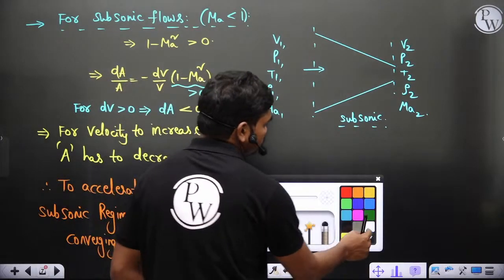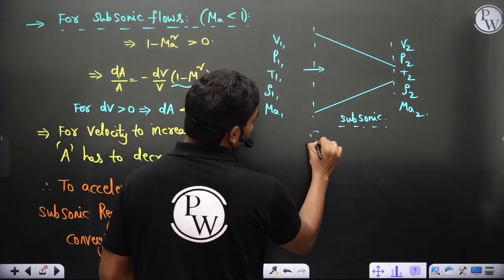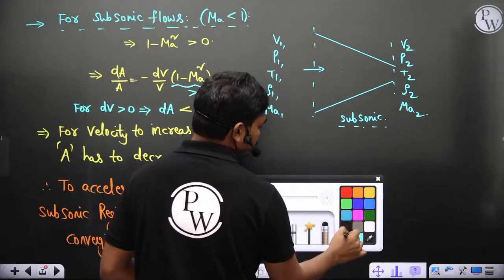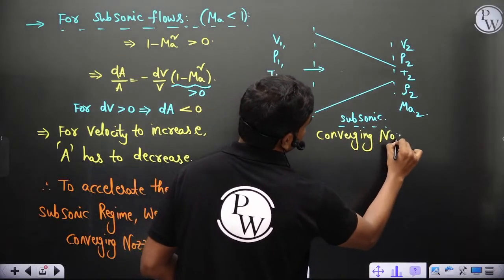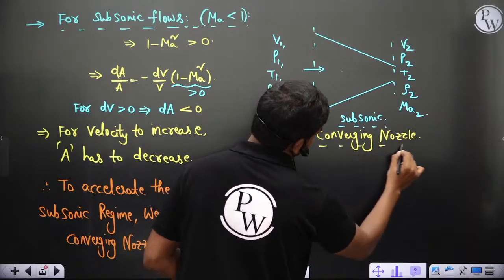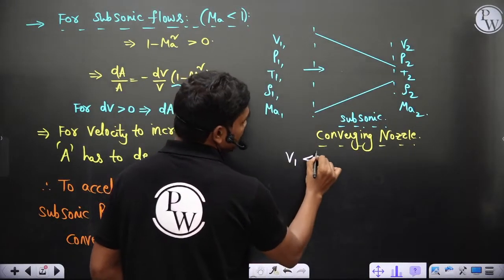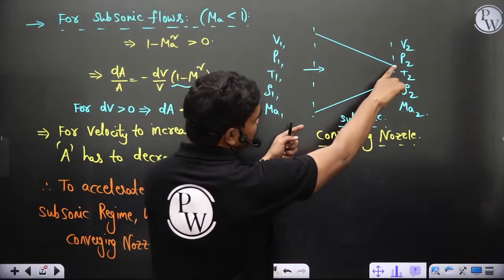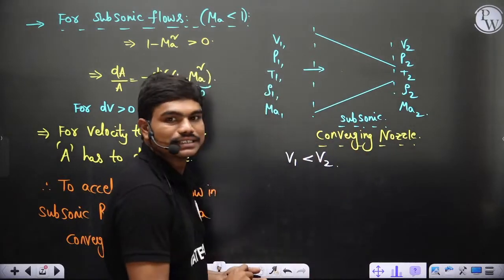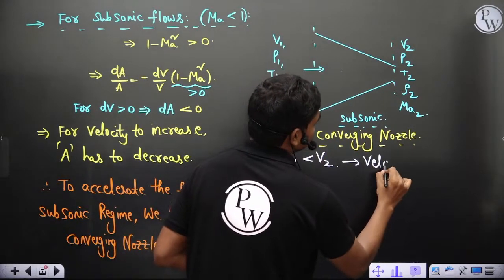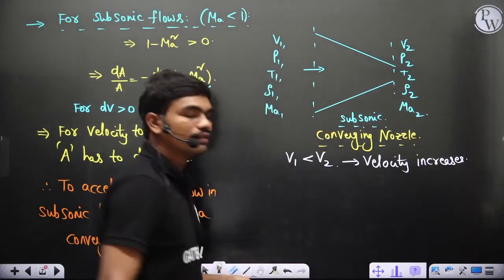Now let's see one important point: this is subsonic and this is a converging nozzle. If this is your converging nozzle, then V1 will definitely be less than V2. Yes or no? Because dA is negative, dV has to be positive. So as you go in this direction, velocity increases, correct? Velocity increases.